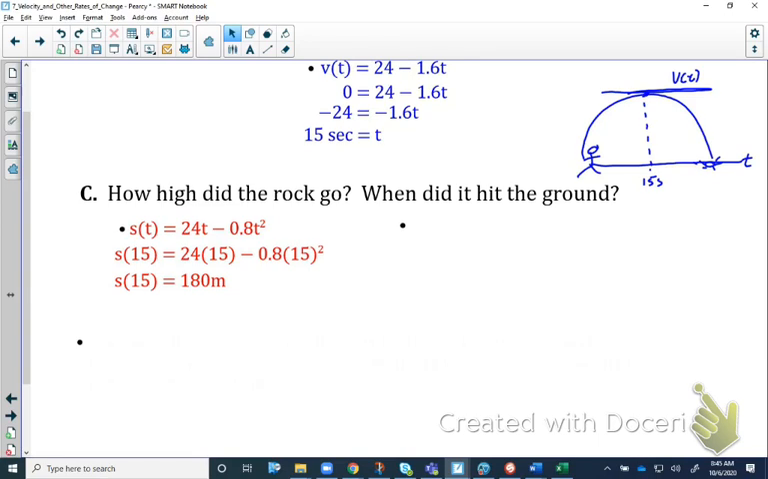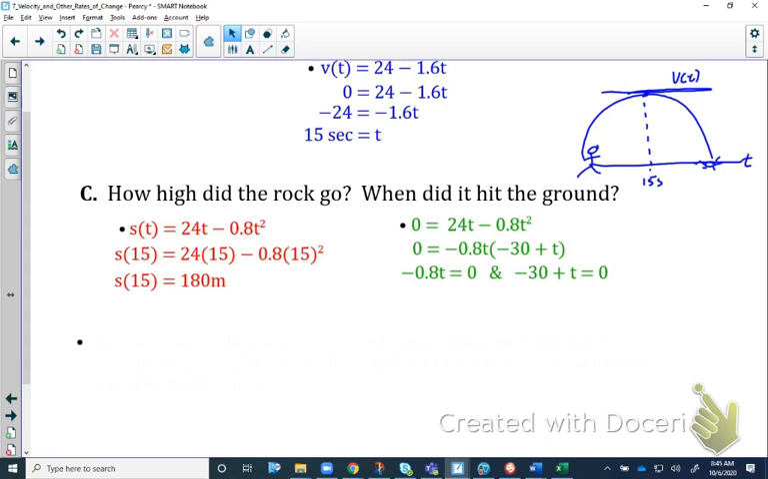Well, when did it hit the ground? When it hit the ground is, of course, the final solution of the position function, when the height of the function is equal to 0. So we're looking at the position function, and we set it equal to 0 to solve for time. Here I'm going to use the negative 0.8 as a greatest common factor, so that I can set both of the two factors equal to 0.